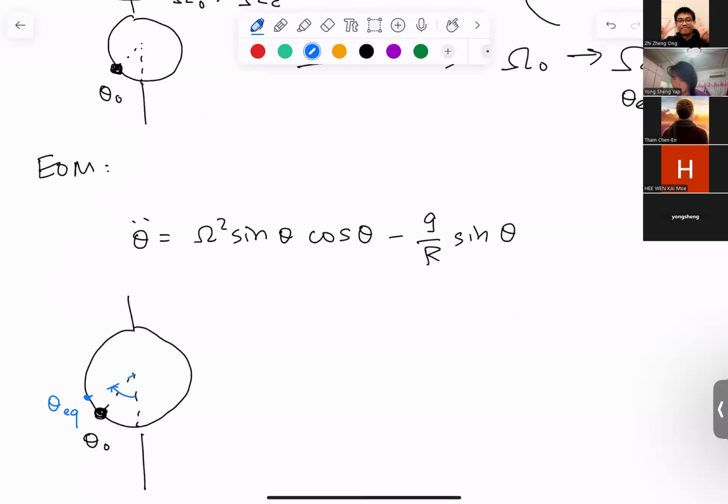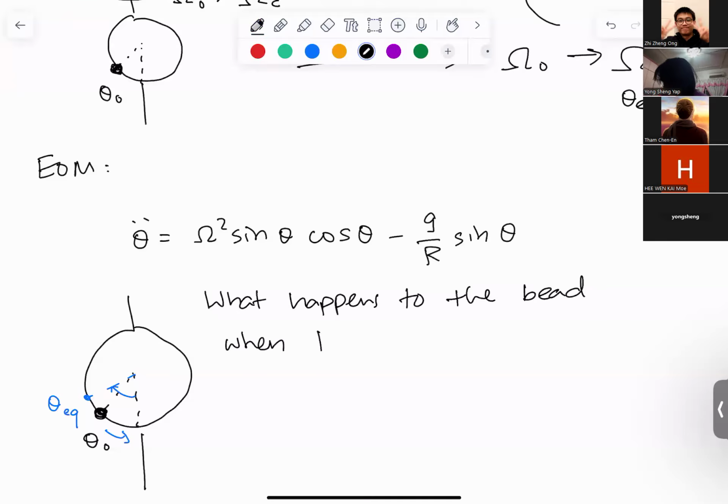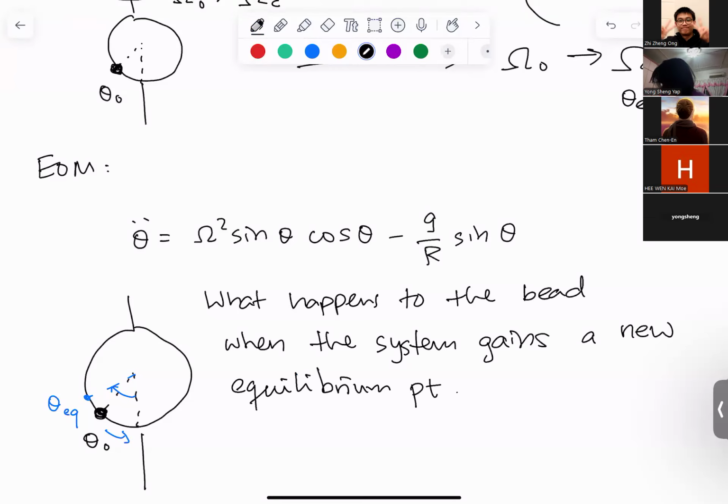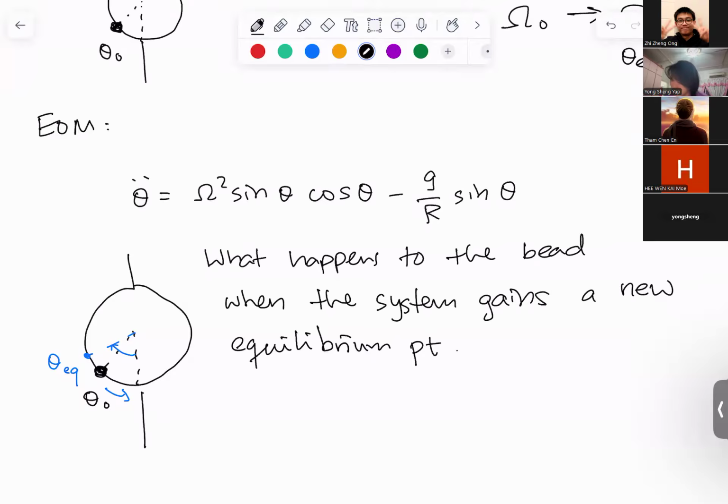So what happens to the bead? Does it drop down, or does it go up and then settle at theta equilibrium, or what happens? That's the thing that we're trying to find out. The question is what happens to the bead when the system gains a new equilibrium point. Or in this case, what happens to the bead when it's displaced by some amount away from the equilibrium point?